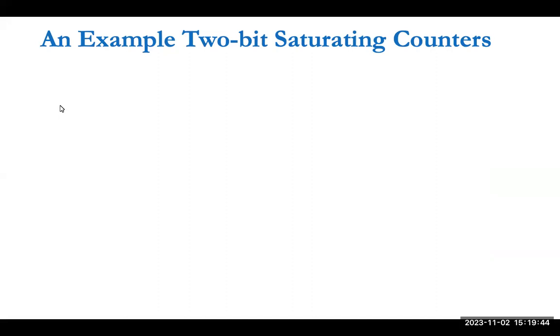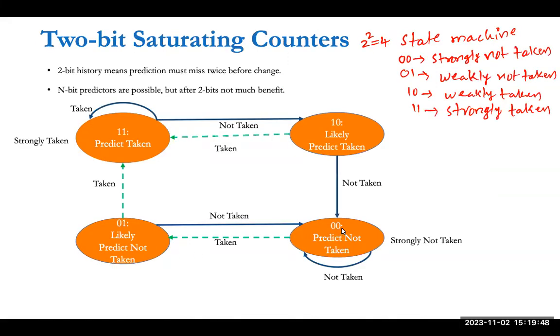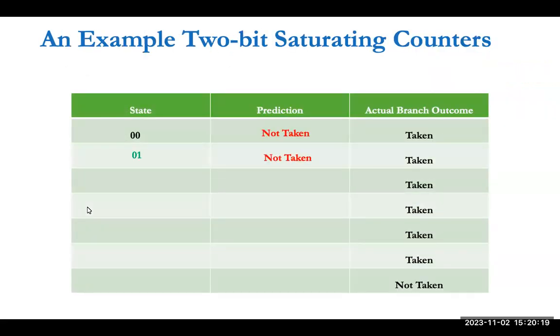If you see this, initially it is at the 0, 0 state and predicting that it will not be taken. But actually it is taken, so it enters the state 0, 1. After that, again the branch prediction assumes it will not be taken, but actually it is taken, so it goes to the next state, that is the 1, 1 state. So two wrong predictions occurred, and from the 0, 1 state on taken, it enters the next state, 1, 1, strongly taken.